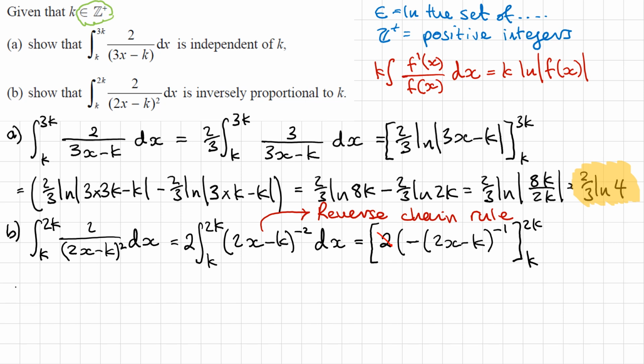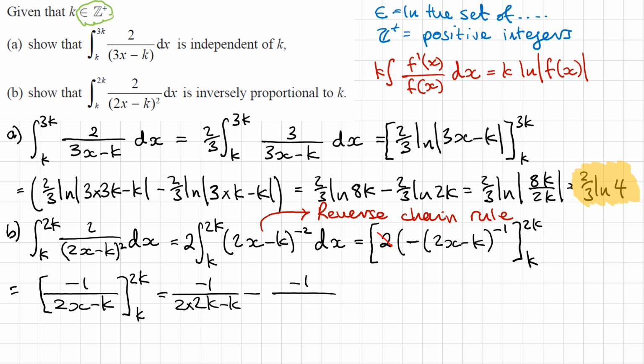So let's just tidy this up a bit. So I'm actually going to write this bit here as -1 over (2x minus k). Just going to be a little bit more straightforward to put the limits into that rather than the power of -1. So k, 2k. And now we can put the limits in. So I'll have -1 over (2 times 2k minus k) minus -1 over (2 times k minus k).